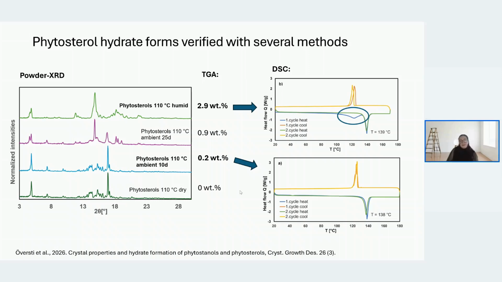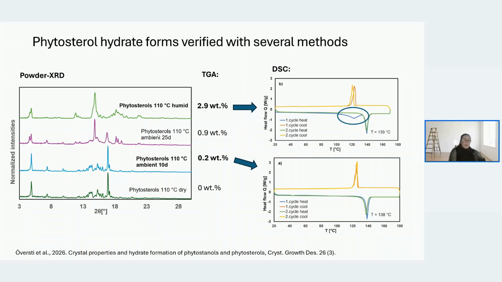Then we wanted to investigate how the moisture absorption is with this material. So the same material was let to stay at ambient conditions. And after 10 days, we still have this anhydrate structure in the powder XRD, but we observed in TGA that we had a tiny amount of moisture already in the product. But then if the product stayed at ambient conditions for 25 days, we observed clear differences in this XRD pattern. And also the TGA verified that there is some moisture in the system.